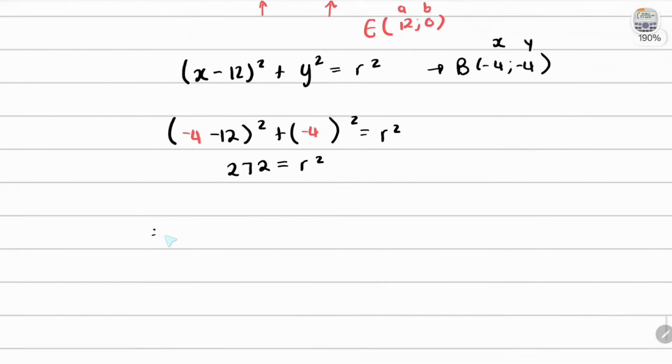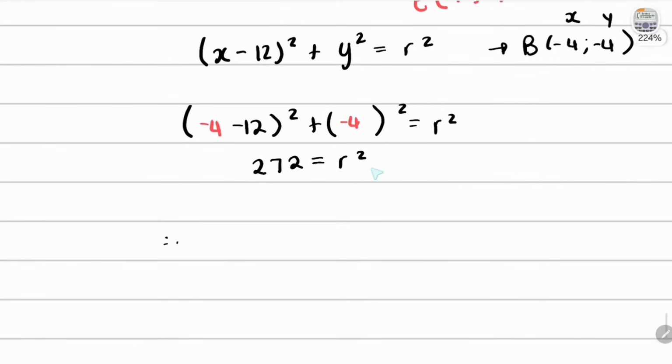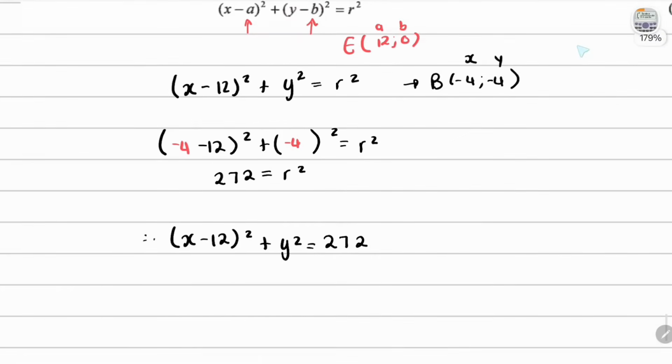Okay, so now that we have r squared, you can simply plug r squared into the equation that was almost complete. There we go. So it is x minus 12 all squared plus y squared is equal to 272. And that is our answer.